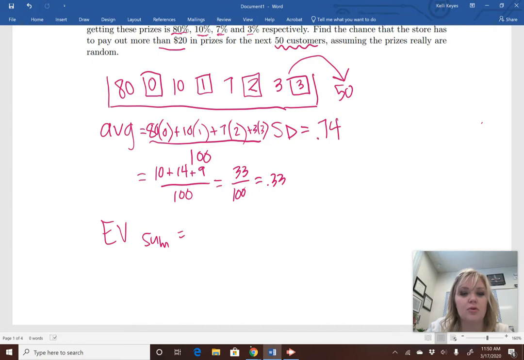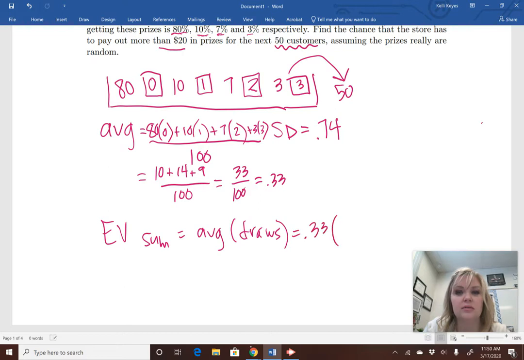So the EV sum will be the average of the box times the number of the draws. So therefore the average of the box is 0.33 times the number of draws is 50. So a third of 50, of course I can't do mental math, whatever that is.